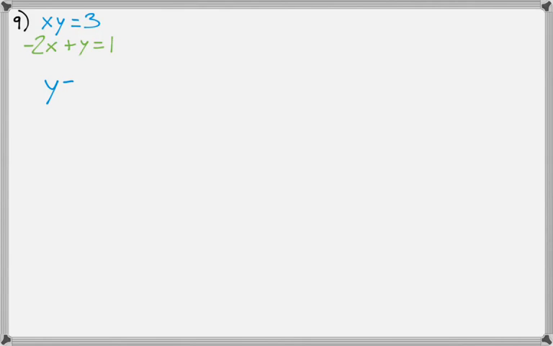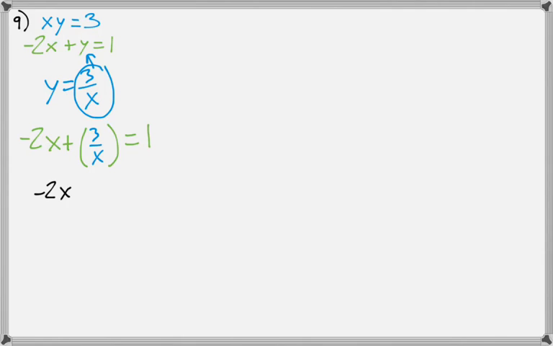So y is equal to 3 over x. And then I want to plug that into the other equation. So I have negative 2x plus, and I'm substituting in the 3 over x. So now I have an equation with fractions. So I have negative 2x over 1, you could call it, 3 over x, and technically 1 over 1.